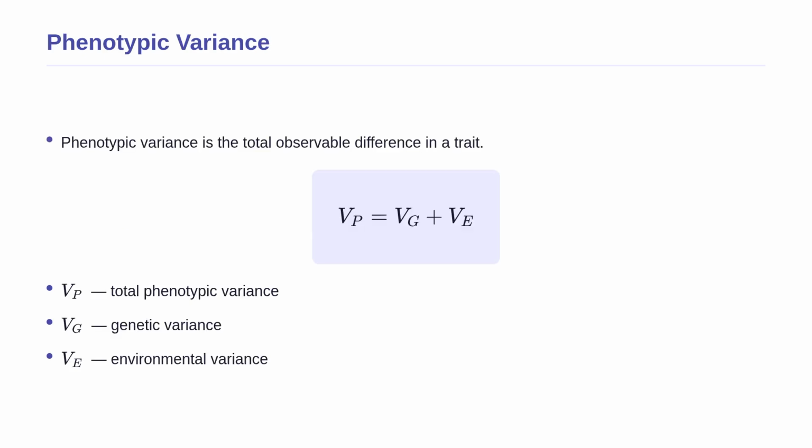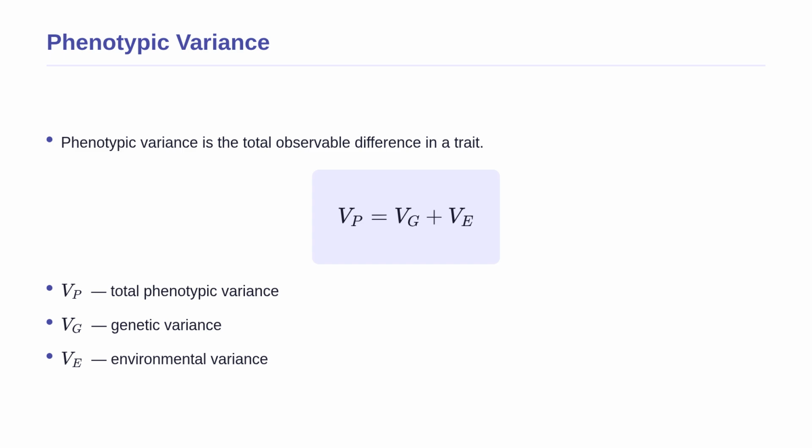Now that we know why these variations matter, let us look at how biologists measure them using a mathematical concept called phenotypic variance. This formula tells us that the total physical differences we see in a group of organisms are simply the sum of their genetic differences and their environmental differences.